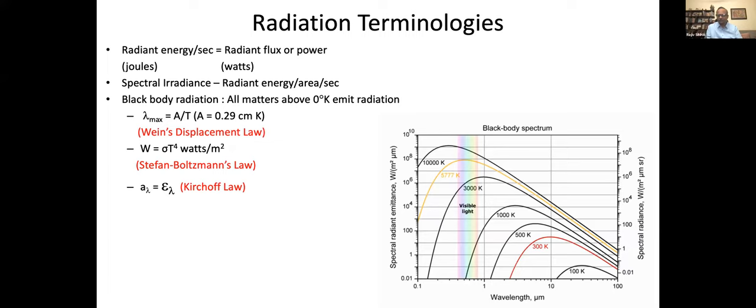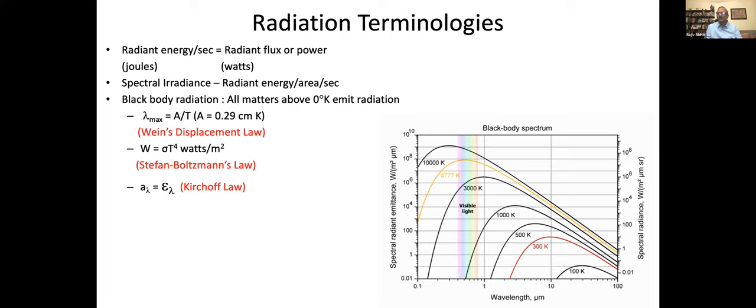And this is a function of A by T. Then the total power, the total energy reaching the Earth's surface, is governed by the Stefan-Boltzmann law, which is a function of sigma and T, where T is the temperature in Kelvin. And then there is a third law, called Kirchhoff's law, which says that spectral absorptivity is equal to spectral emissivity. So the fundamental point is that any good absorber will also be a good emitter. That's what the third law says.